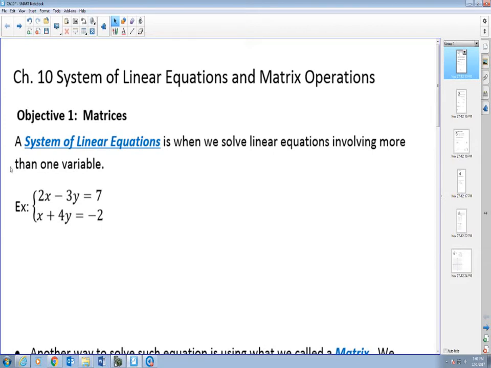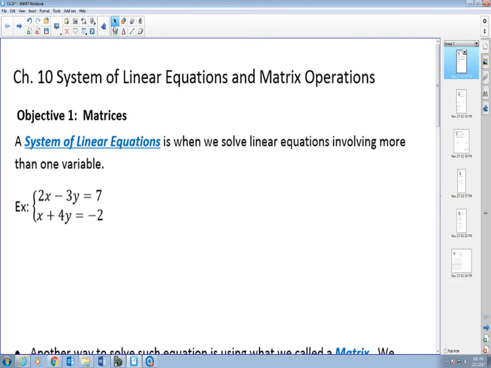As you can recall, a system of linear equations is when we solve linear equations involving more than one variable. For example, if I have two variables and I want to solve for x and y, I will need two equations. If I want to solve for x, y, and z, then I will need three different equations involving x, y, and z. Together, this is called a system of linear equations.